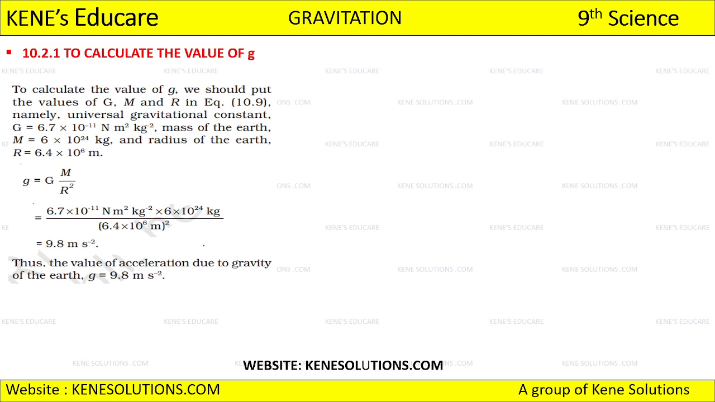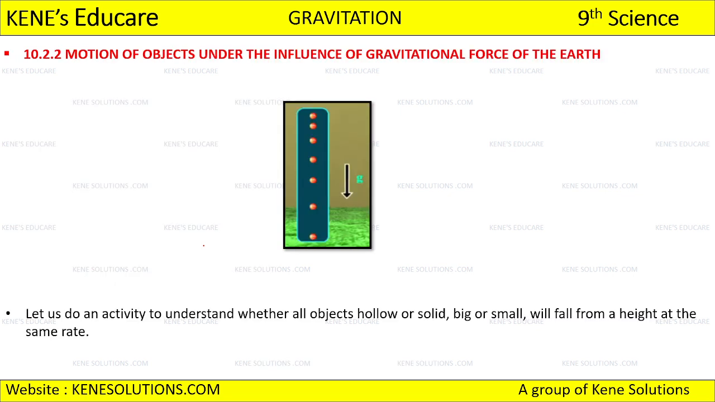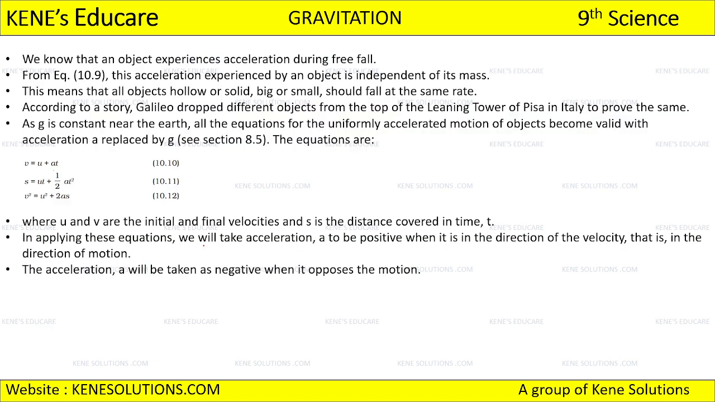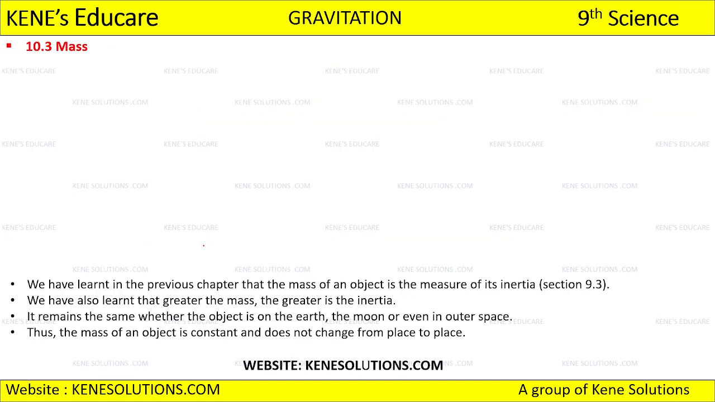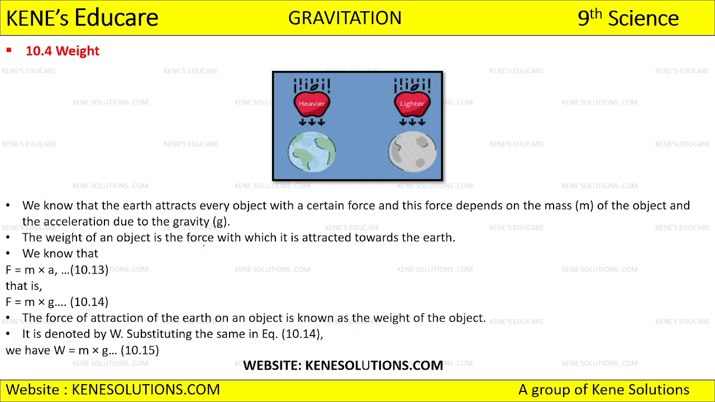Then we will discuss how to calculate the value of g, that is, acceleration due to gravity. So we'll find that out as well. After that, we have motion of objects under the influence of the gravitational force of the earth to discuss in detail. Then we have examples 10.2 and 10.3, which we will discuss as well. After that we will be discussing mass in detail, what exactly it is.